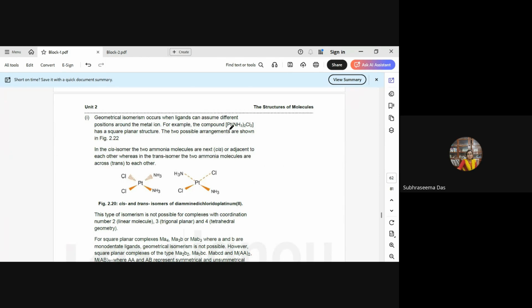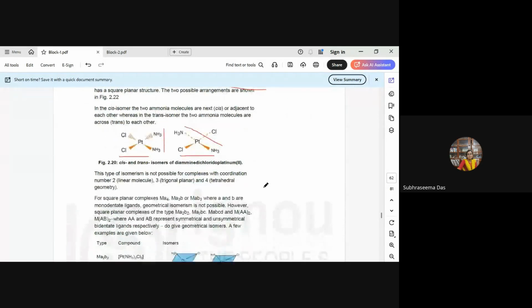For example, Pt(NH3)2Cl2. This is cisplatin, and there is also transplatin, as shown here. This compound has two possible structures: one is cisplatin and the other is transplatin. In the cis isomer, the two ammonia molecules are cis to each other, whereas in the trans isomer, the two ammonia molecules are trans to each other.